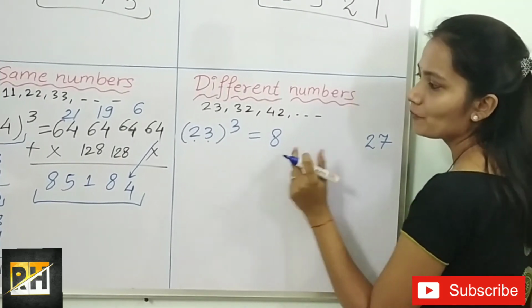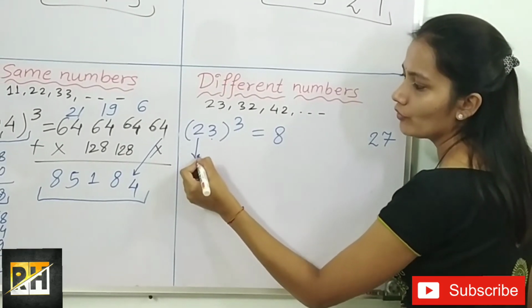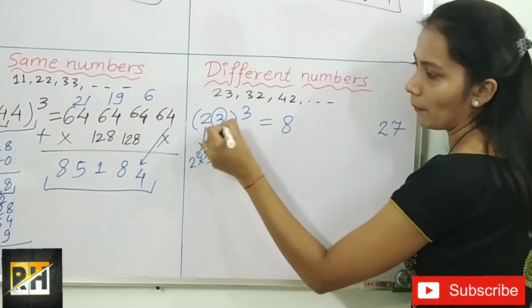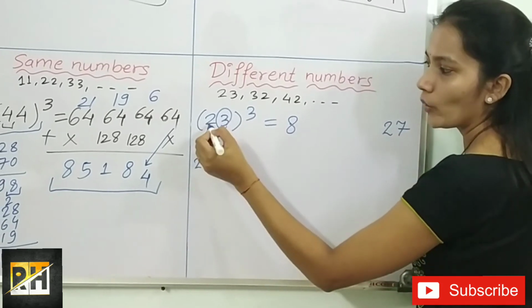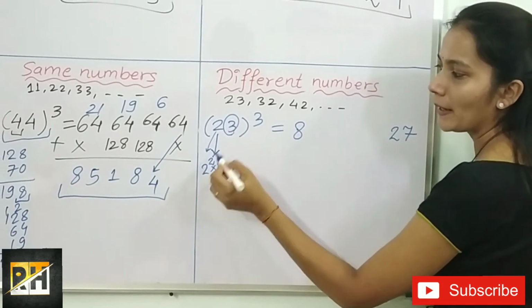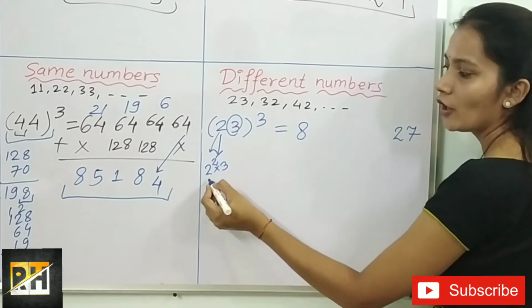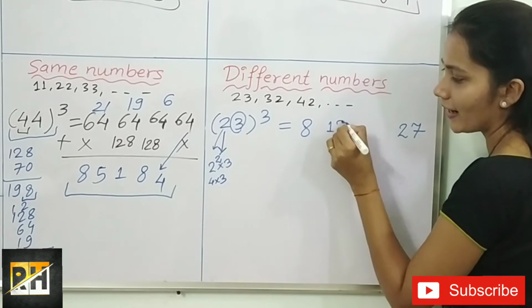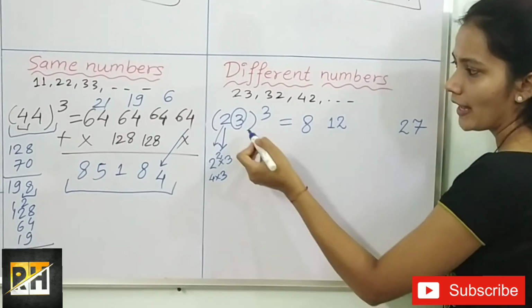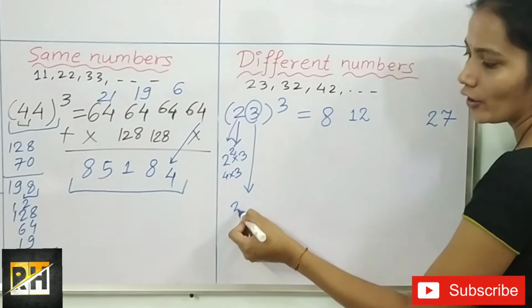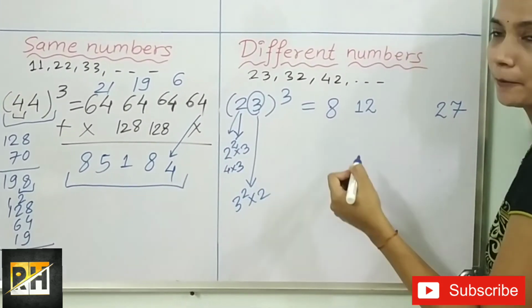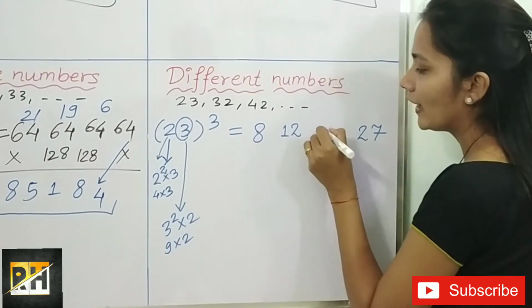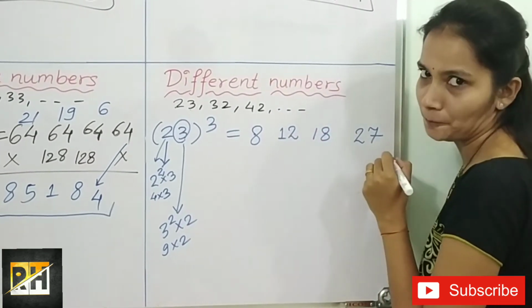And in the middle, what you will do? You will have to square this term and multiply into this term. Means square of first term multiply by the next term. That is 2 into 2 is 4 into 3 is 12. You will write the second term as this. And then the square of second term into first term. 3 square is 9 into 2 is 18. So you will write 18 here.